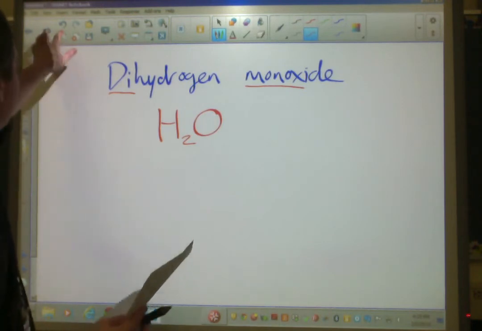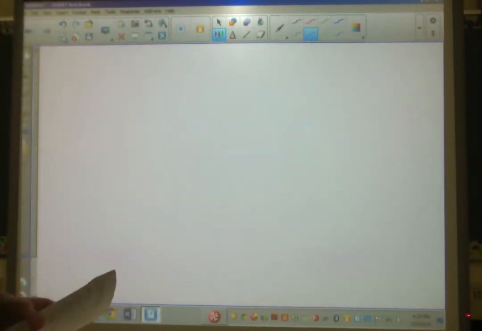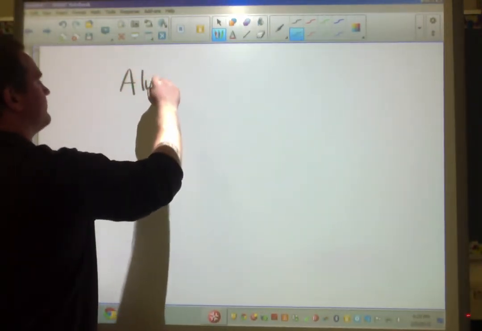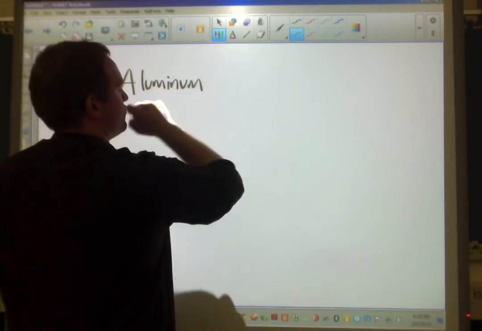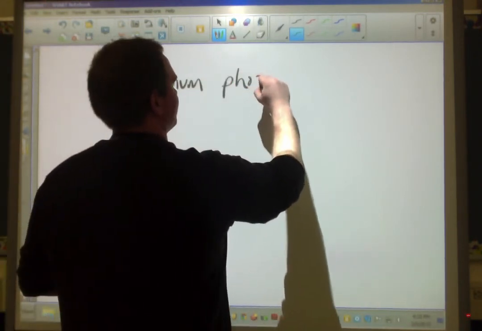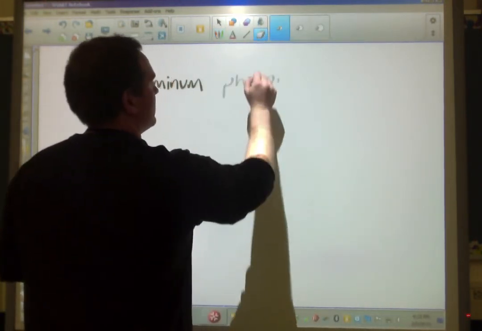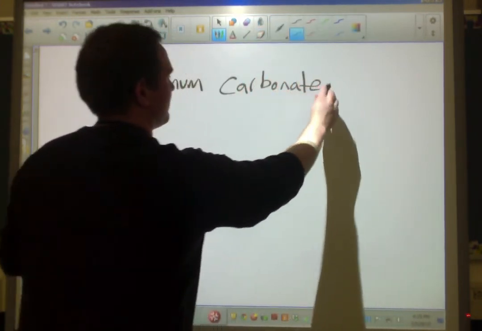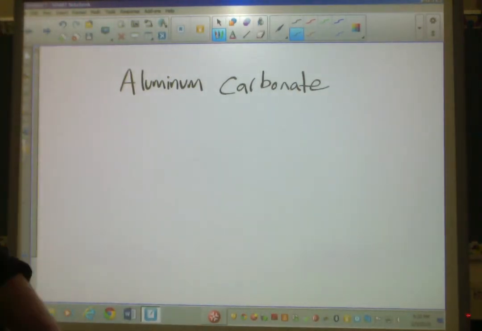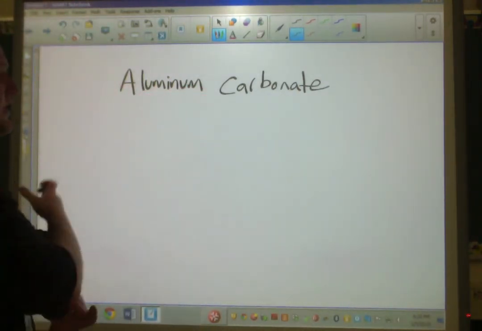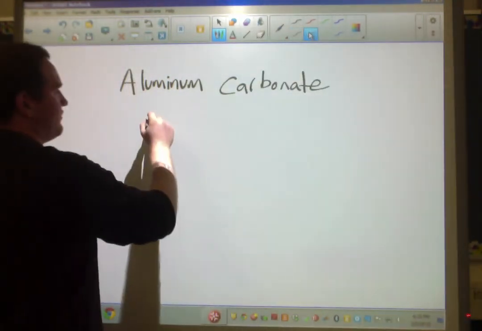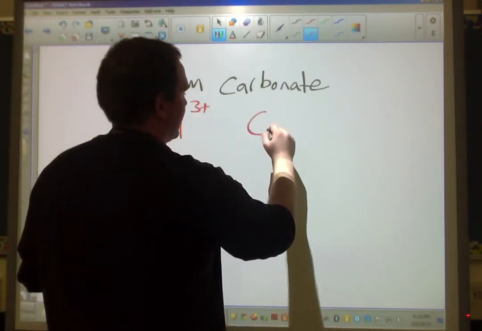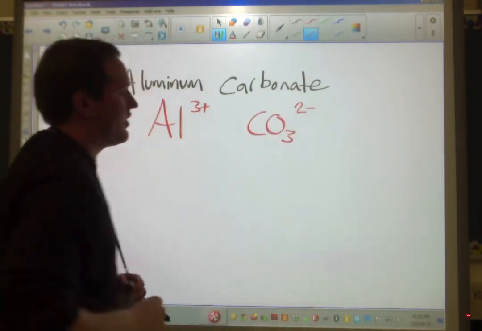Let's do one more quick example. Let's see. Okay, how about aluminum phosphate? Not phosphate. Carbonate. Is this ionic or covalent? I don't see any prefixes. It's ionic. So I write my ions involved. Aluminum is Al with a charge of 3+, always. Carbonate, polyatomic ion, CO3, 2-.